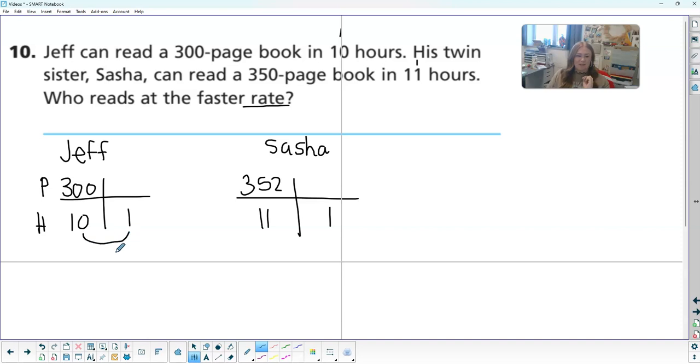So how do I get from 10 to 1? We divide by 10. So I need to do the same thing here, divide by 10. How do I get from 11 to 1? Divide by 11. So I do the same thing here. Oh, I don't know why I wrote a 2 there. That's a 0. 350. Okay. 350. Good thing I checked. Okay, you're probably wondering what I was doing. I was too. So we divide by 11 here as well. And then whoever has the bigger number is reading faster.